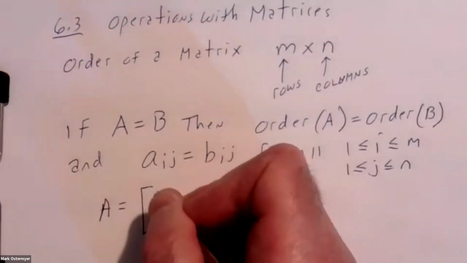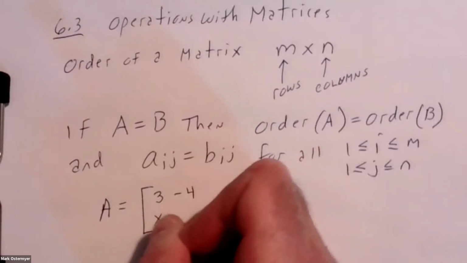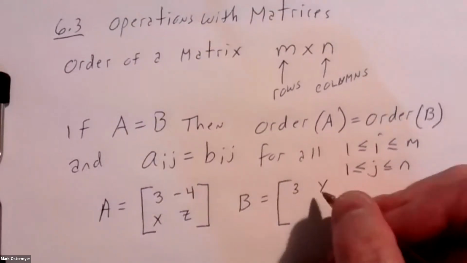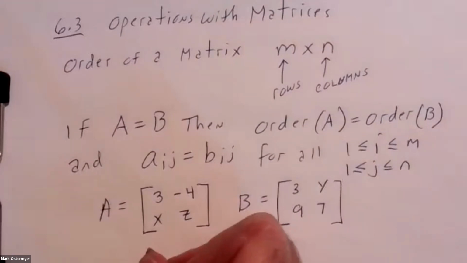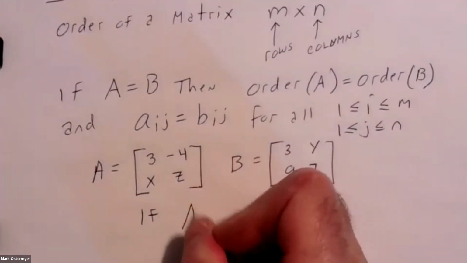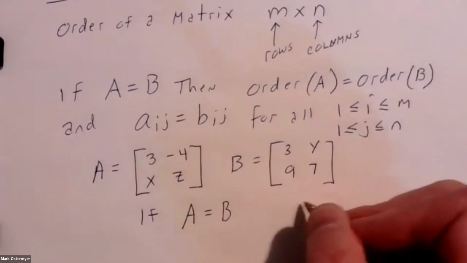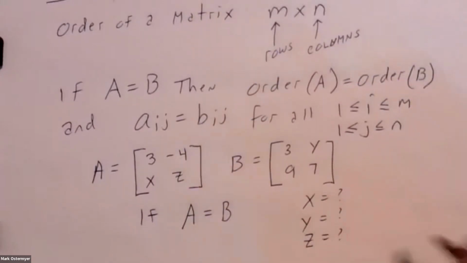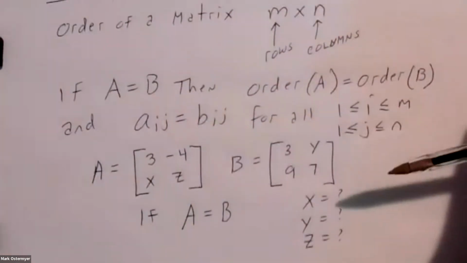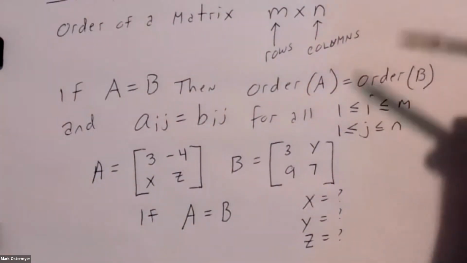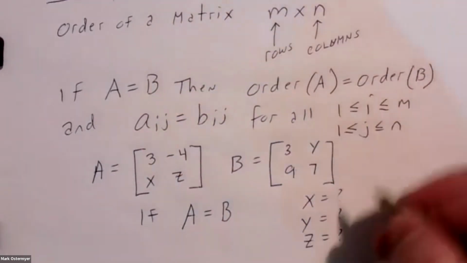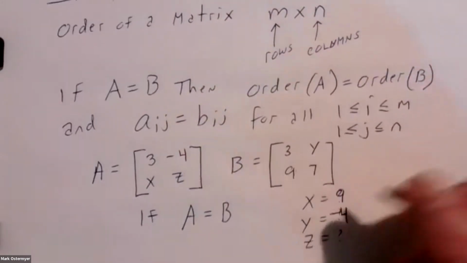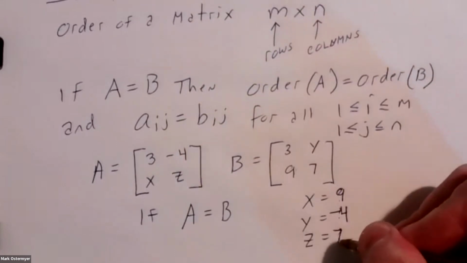Example, suppose I have this 2 by 2 matrix, matrix A. And I have this 2 by 2 matrix B. And suppose that we assume that these two matrices are equivalent to each other. If that's the case, what would be X, what would be Y, and what would be Z? Well, if these matrices are equivalent to each other, then corresponding entries must be equal to each other. So X would have to be equal to 9. Y would have to be equal to -4. And Z would have to be equal to 7. Questions about that?